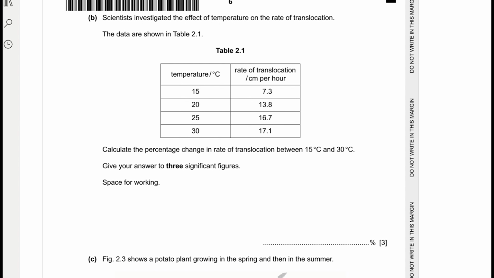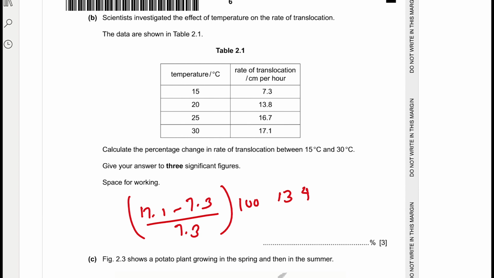Okay, so we read the rate of translocation at 30, which is 17.1, and then we also take the rate of translocation at 15, which is 7.3. So it's going to be 17.1 minus 7.3, over 7.3. The whole answer is going to be multiplied by 100, so that we can obtain it in percentage. Alright, so let's do it. When you work it out, you're going to get almost 134%. Alright, so this can be obtained as the percentage from that workout. Alright, then we move further.